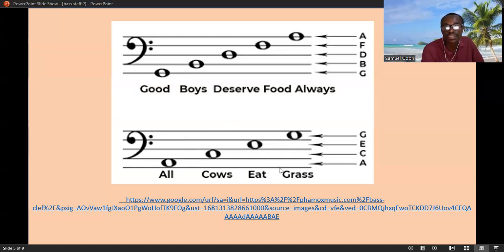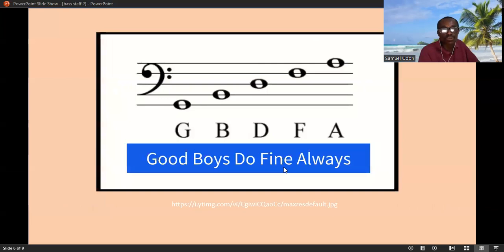All cows eat grass. With these formulas, you can actually remember the names of lines and spaces easily without any trouble. We can also use, for the lines, good boys does fine always. So it's just a choice. You can come up with any one you feel is going to be easy for you to remember.